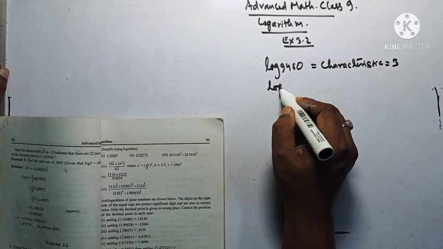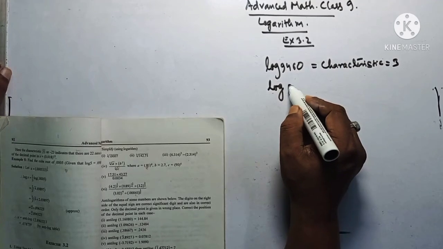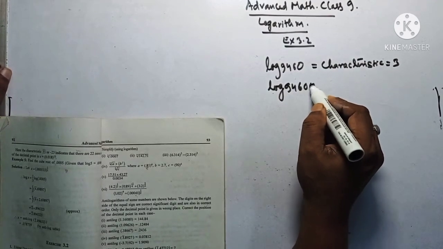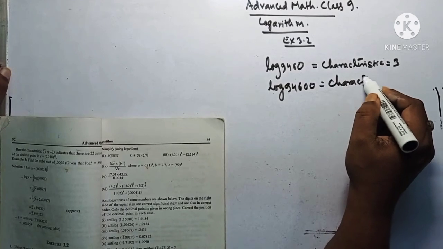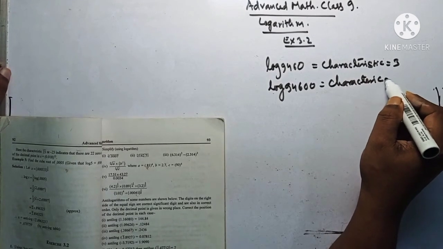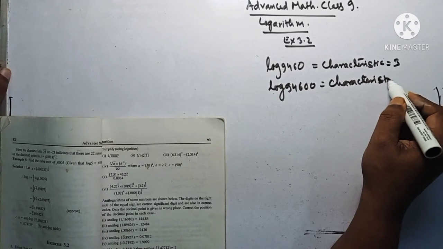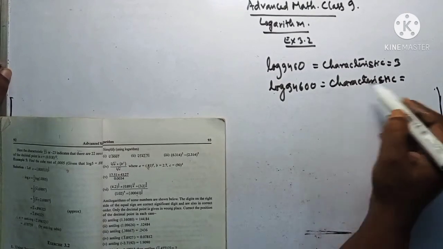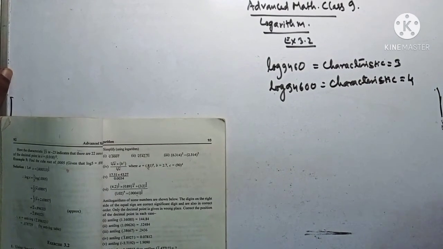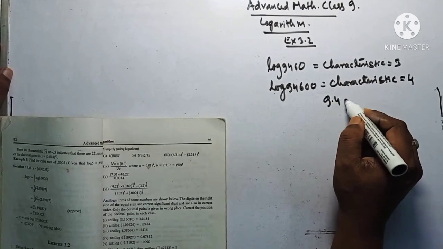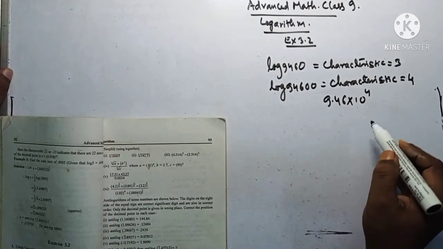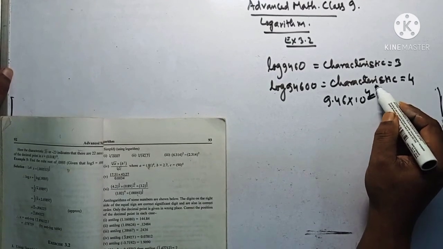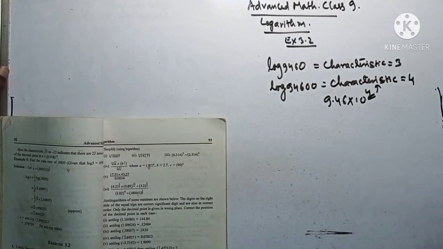And if it is log 94600, there are 5 digits. So your characteristic is 5 minus 1, which is 4. In standard form, it will be 9.46 into 10 to the power of 4. So this is your characteristic. This is all about characteristics.